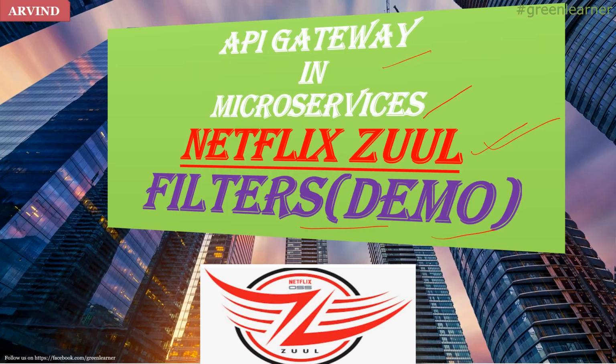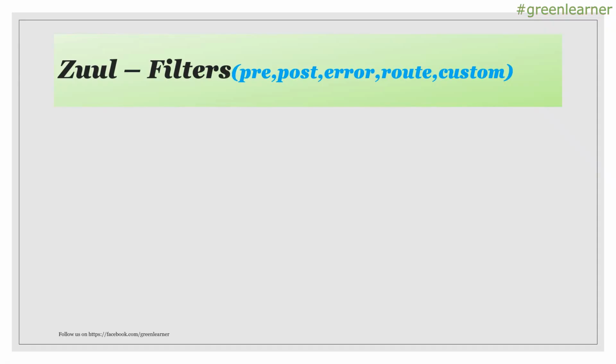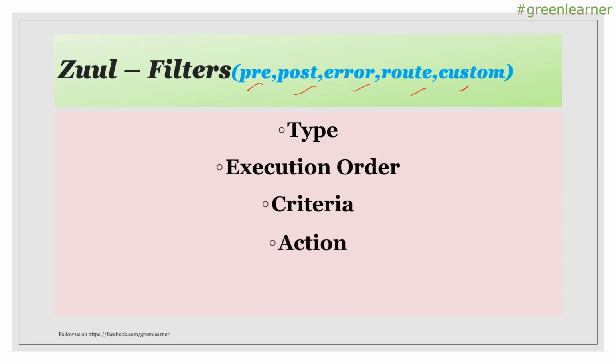In this video we are going to cover the demo about filters, how we can create them and how we can use them, right? I have already told you what filters are, and there are different kinds of filters: pre, post, error, route, and custom filters. If you want to write them, these filters have some properties: type, execution order, criteria, and action. These are the methods and properties of the filters that you define when you are writing your filters using the existing filter, right?